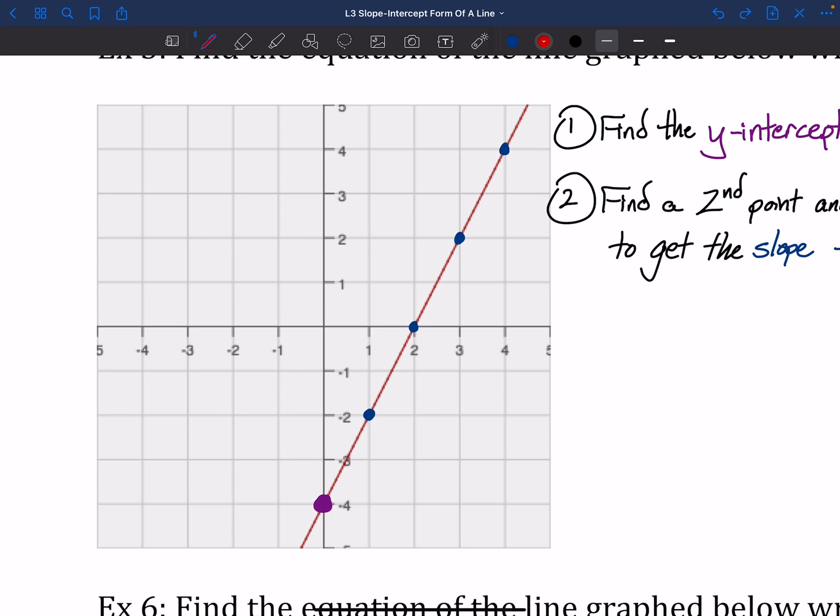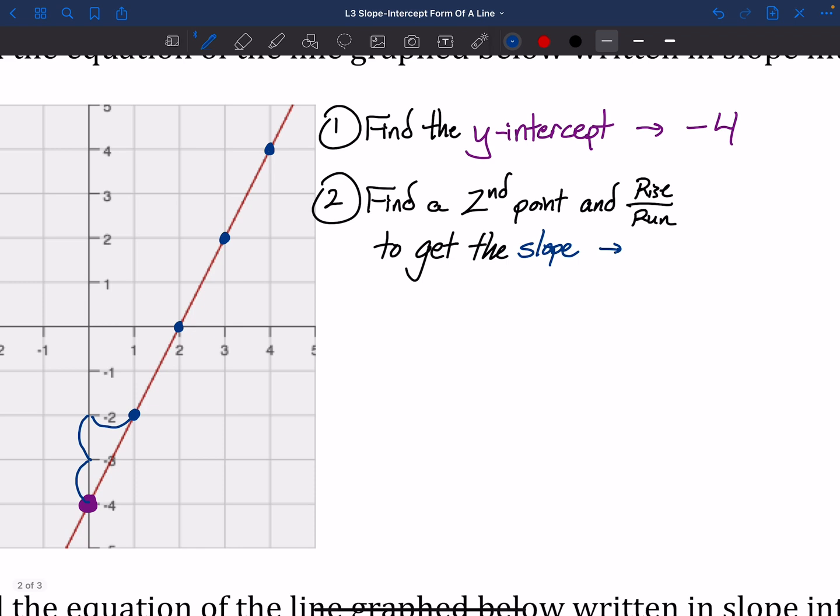What I would suggest is choose the one that's closest, right? So to figure out the slope, I'm just going to count from this purple point over to that first blue point that we'd run into. All right, so when I'm doing that, my rise is 1, 2, and my run is 1. So my rise was 2, my run was 1, and 2 over 1 is the same thing as just 2. All right, so my slope is 2.